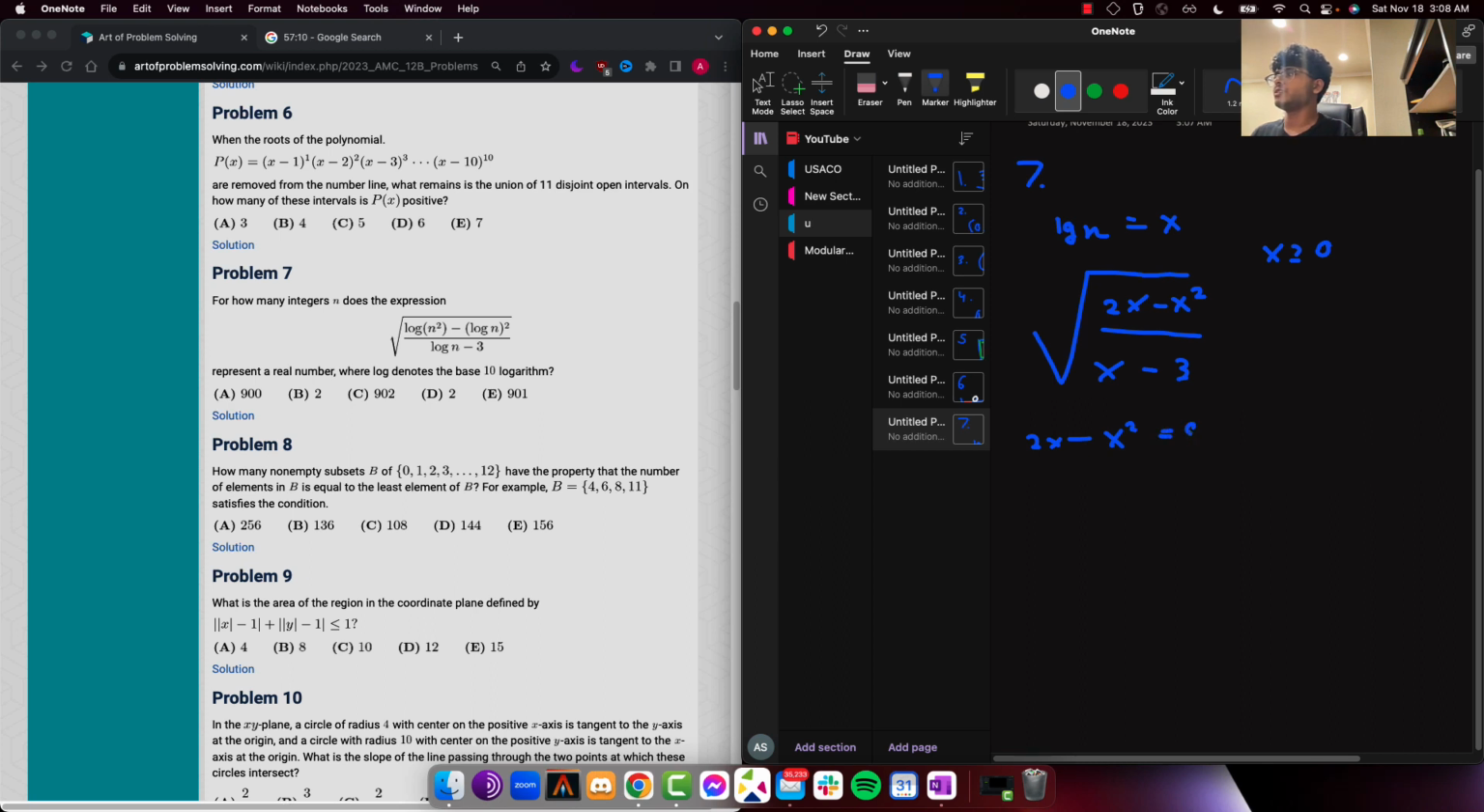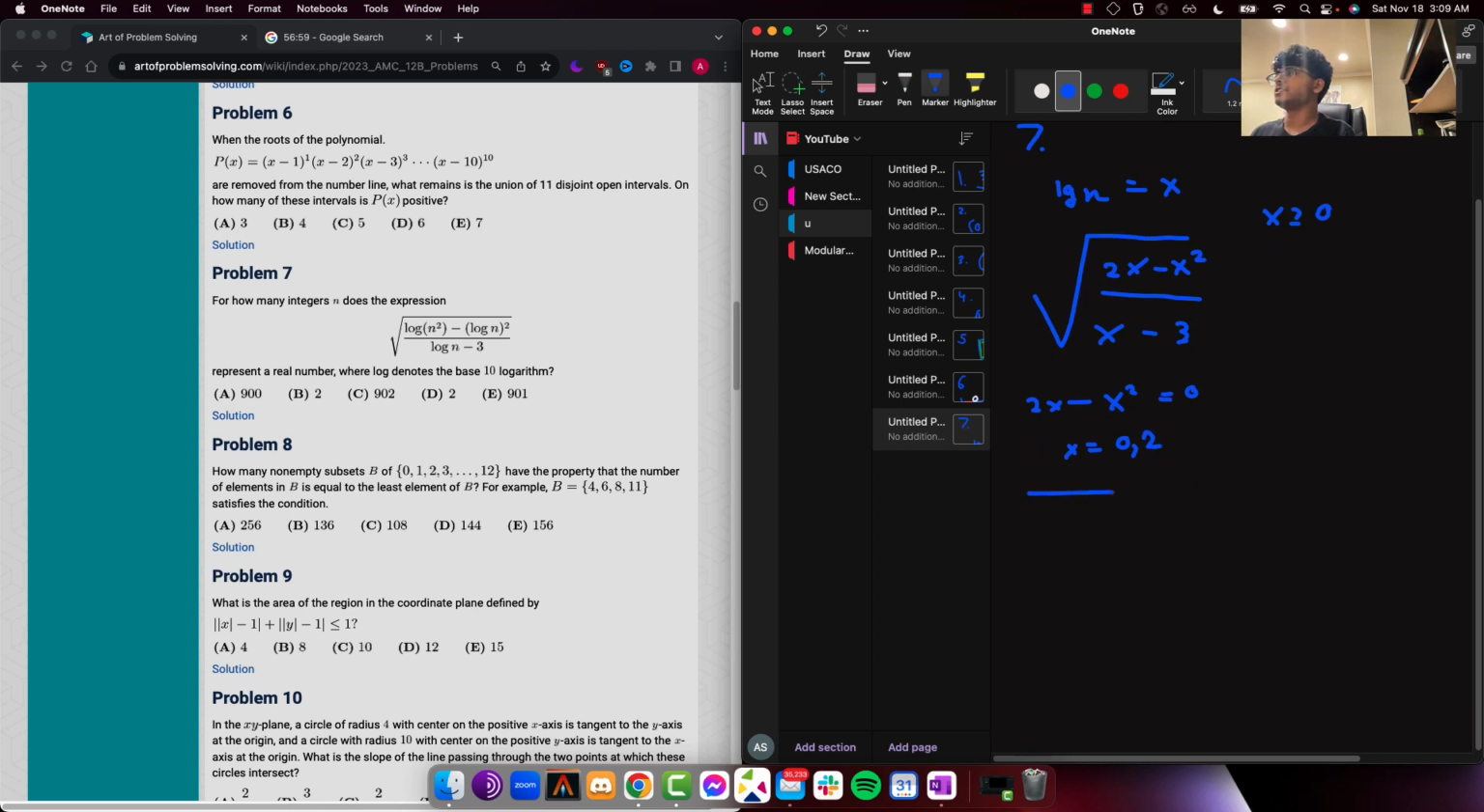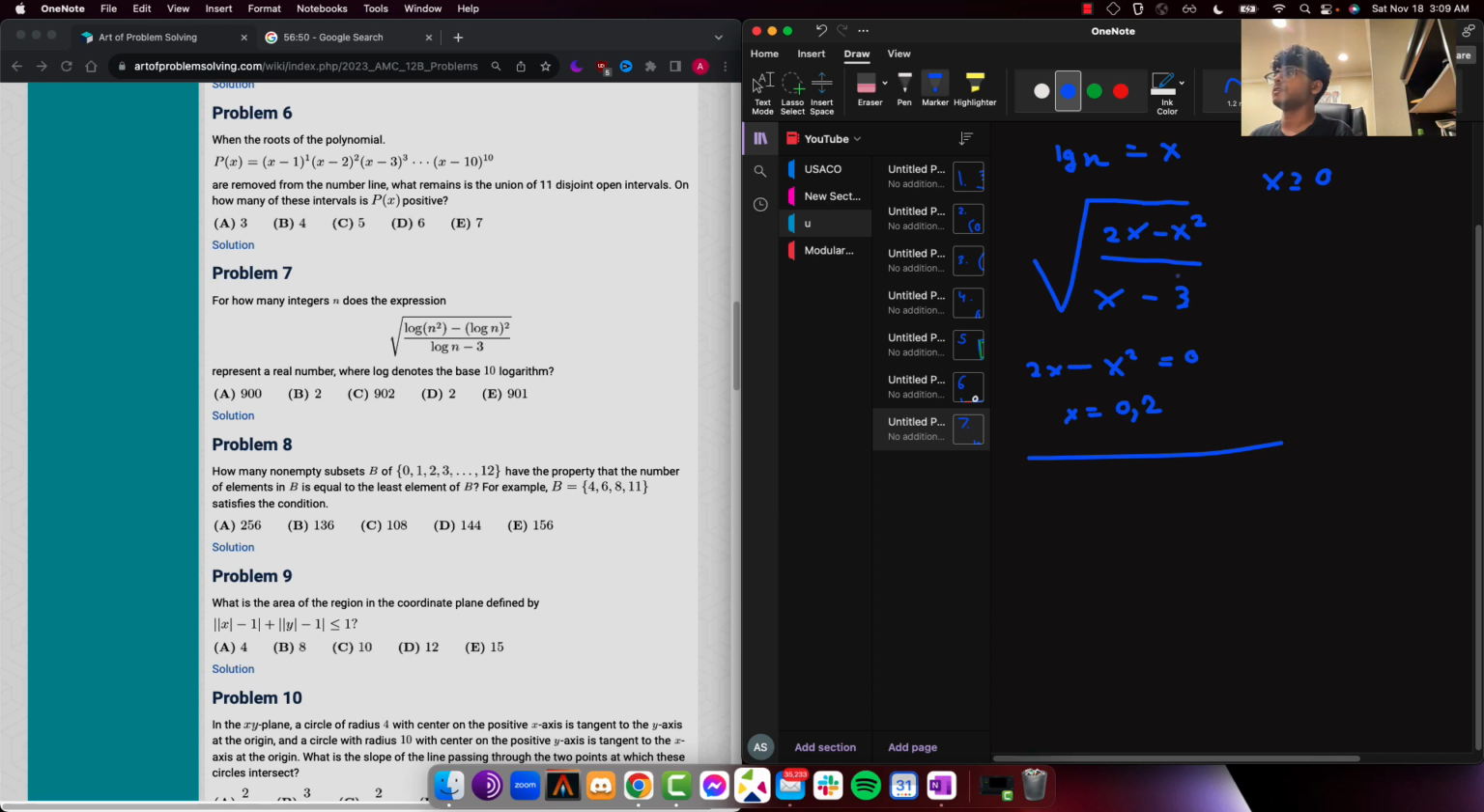And this happens when x is equal to 0 or 2. 0, 2. I'm just going to write it like that. And another case is when both of these are positive, because you want the difference to be positive, like so. Both of them can be positive.